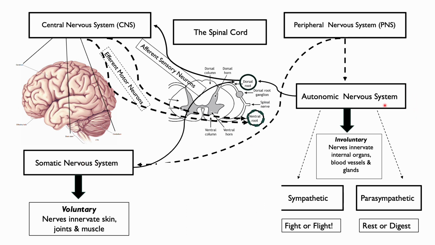And then, of course, the autonomic nervous system controls involuntary movements outside of our conscious control. These nerves are largely innervating our internal organs, smooth muscle, blood vessels, and glands. So, for example, it innervates the small intestines and the heart.